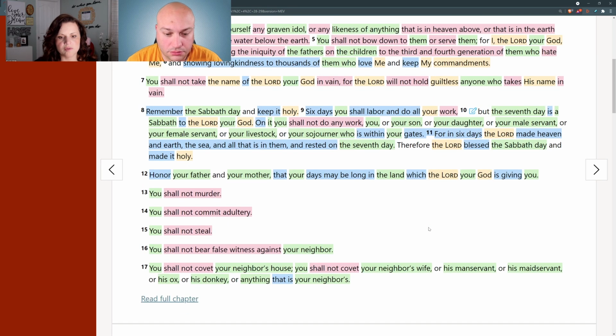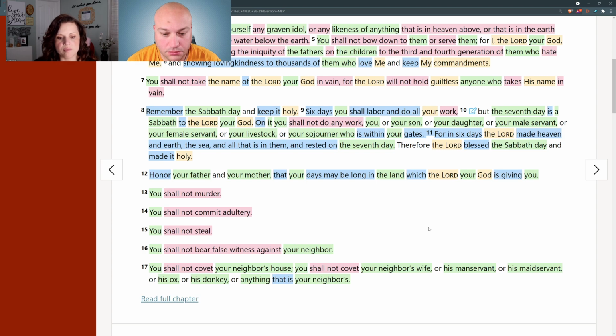You shall not take the name of the Lord your God in vain, for the Lord will not hold guiltless anyone who takes his name in vain. Remember the Sabbath day and keep it holy. Six days you shall labor and do all your work, but the seventh day is a Sabbath to the Lord your God. On it you shall not do any work, you or your son or your daughter or your male servant or your female servant or your livestock or your sojourner who is within your gates. For in six days the Lord made heaven and earth, the sea and all that is in them, and rested on the seventh day. Therefore the Lord blessed the Sabbath day and made it holy.